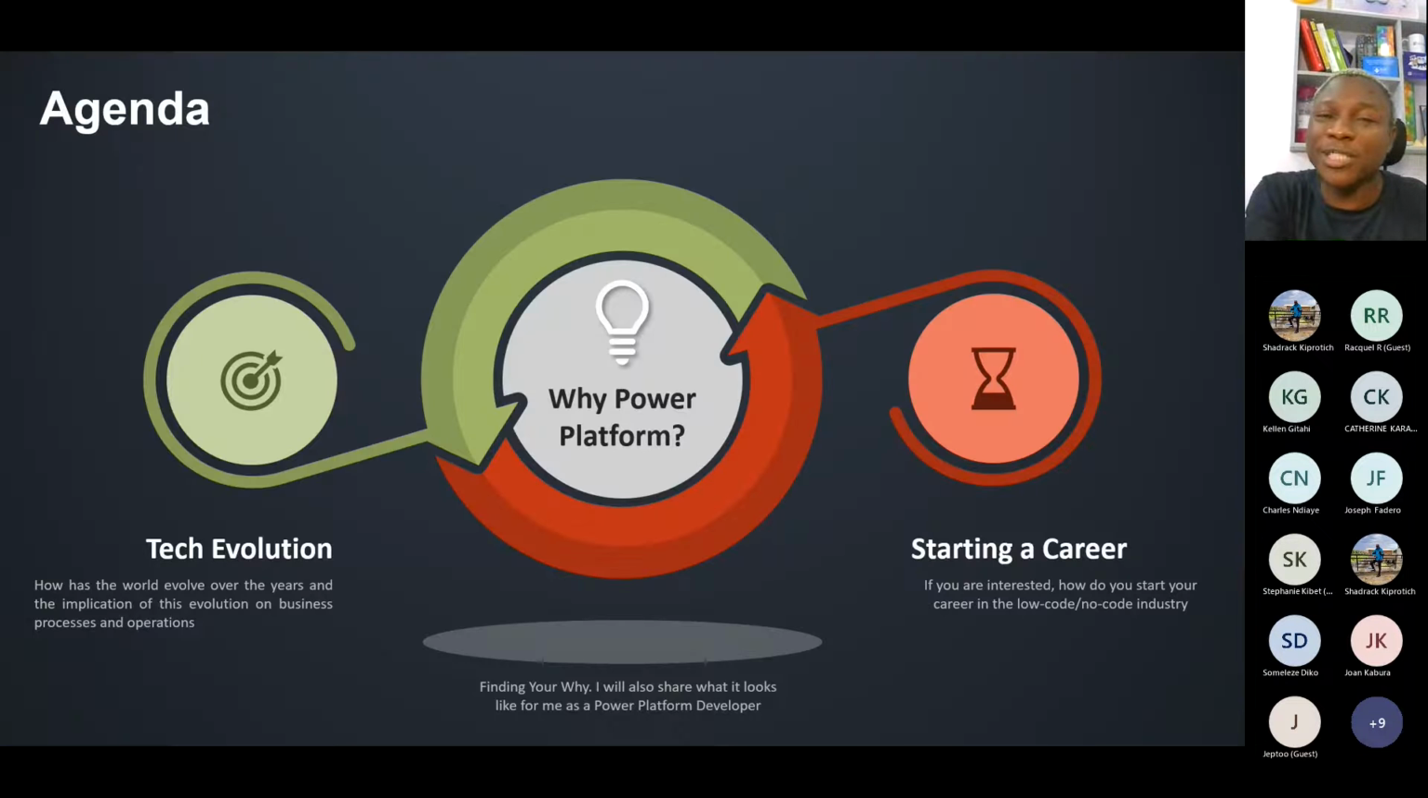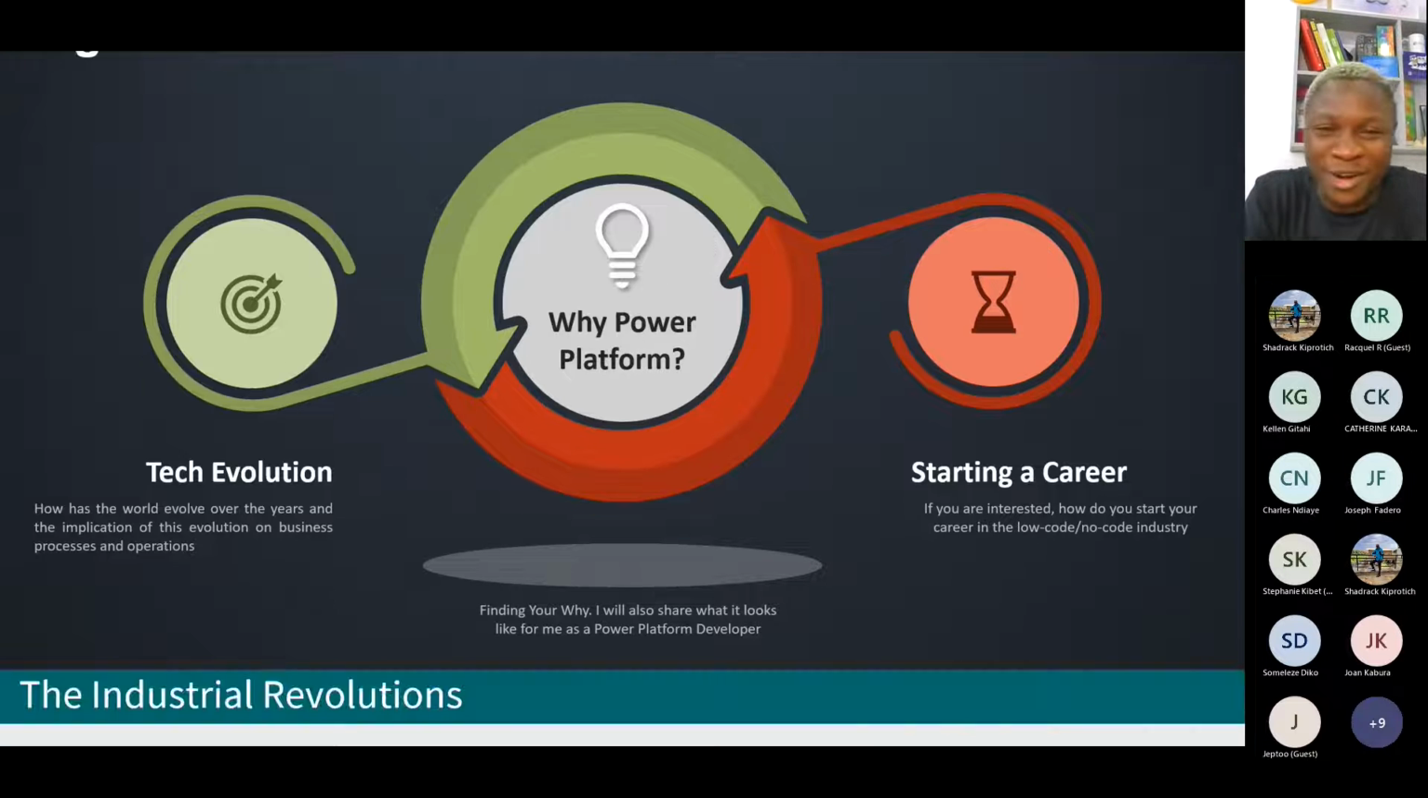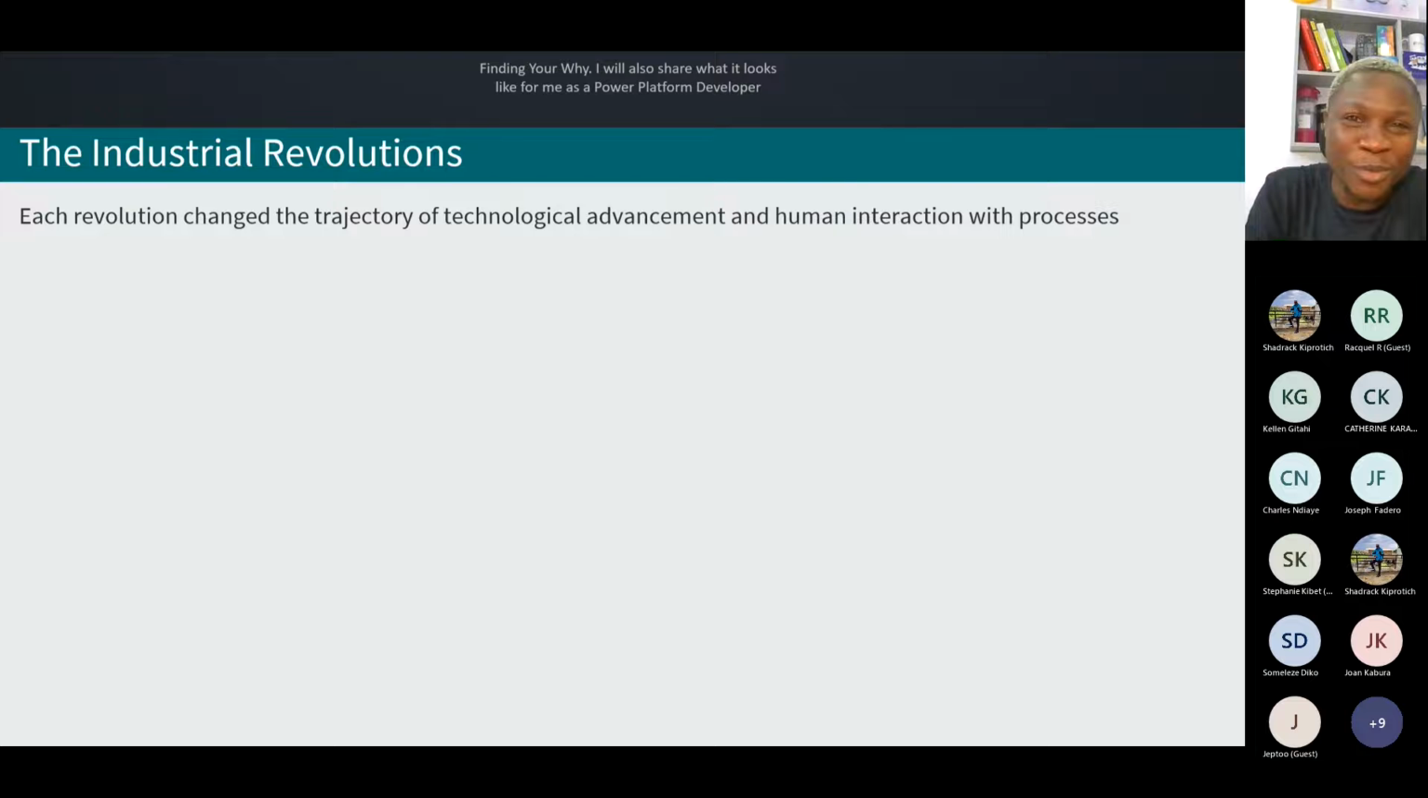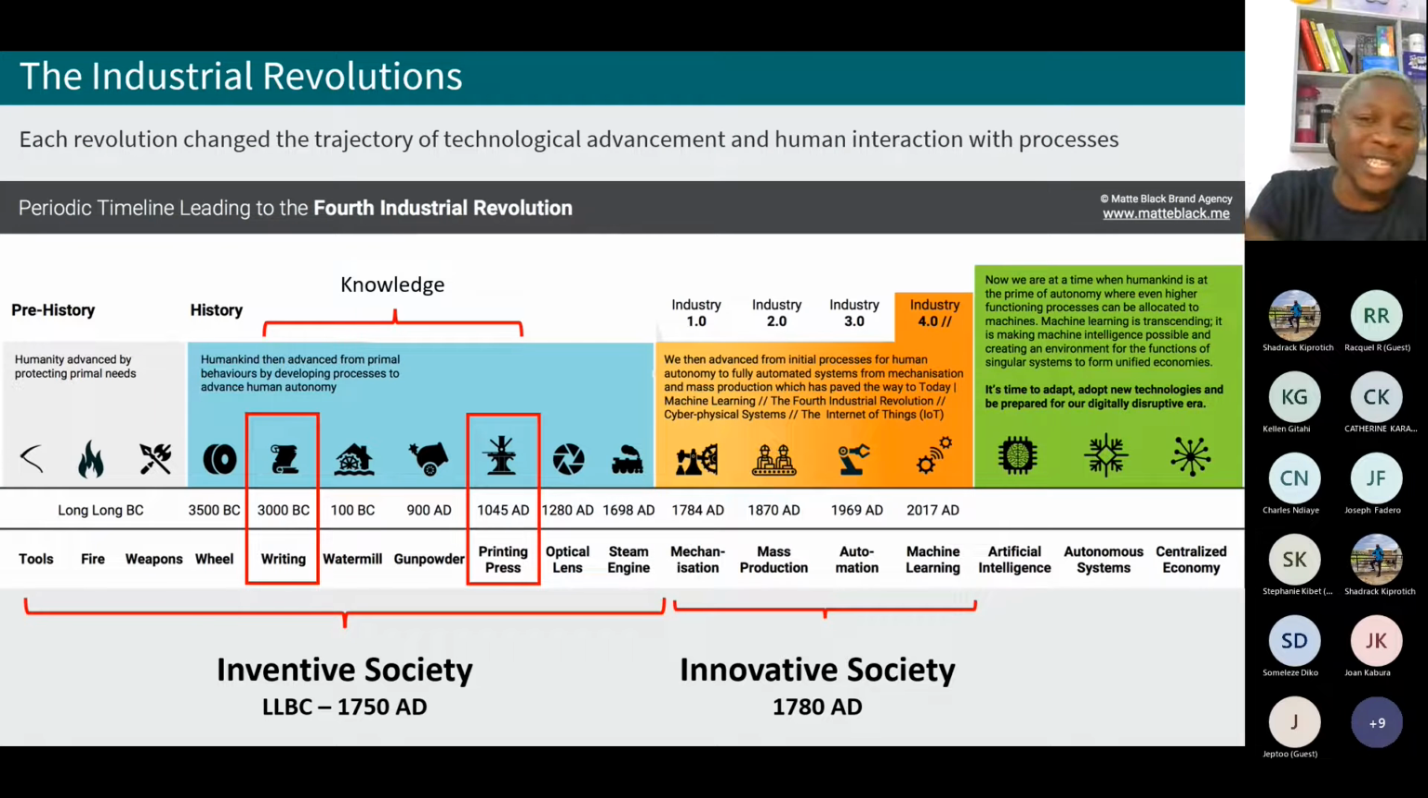So today my agenda is about tech evolution and starting a career, or rather, building a citizen developer portfolio. And I always like to walk people through this thing that you see on my screen to show them how technology has evolved, how the world in itself has evolved over the years. It's about the Industrial Revolution. And as you can see on the screen, there were seasons where the world was inventive as a society. The average GDP of the world was poor.